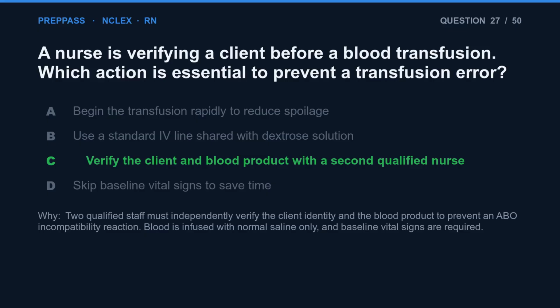The correct answer is C. Two qualified staff must independently verify the client identity and the blood product to prevent an ABO incompatibility reaction. Blood is infused with normal saline only, and baseline vital signs are required.